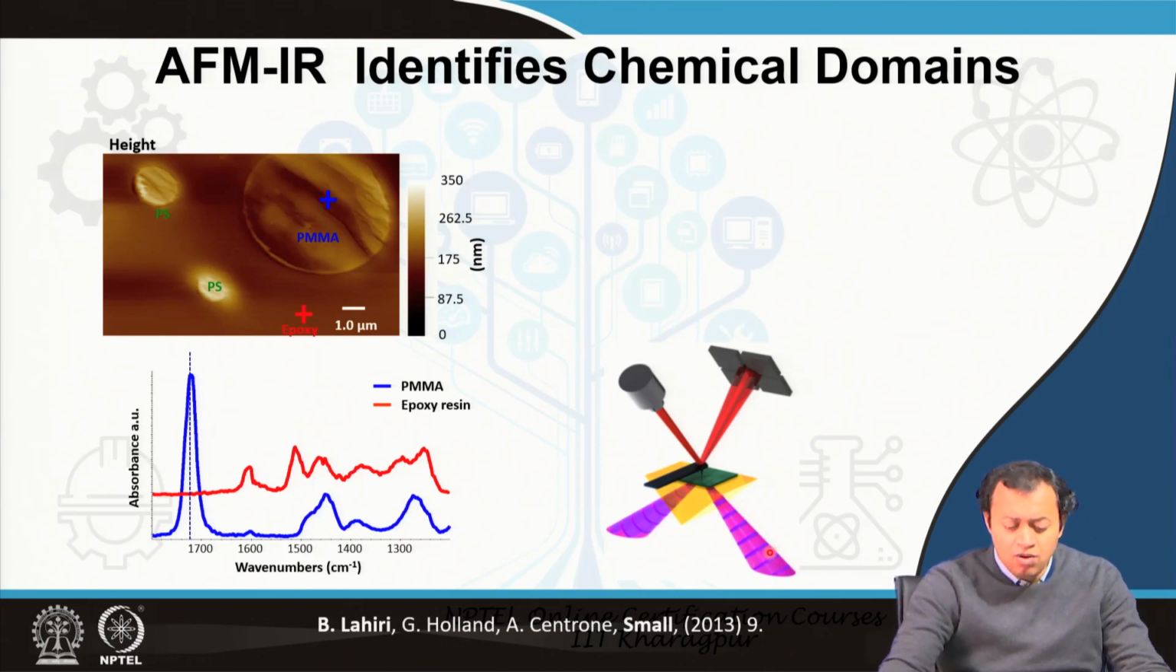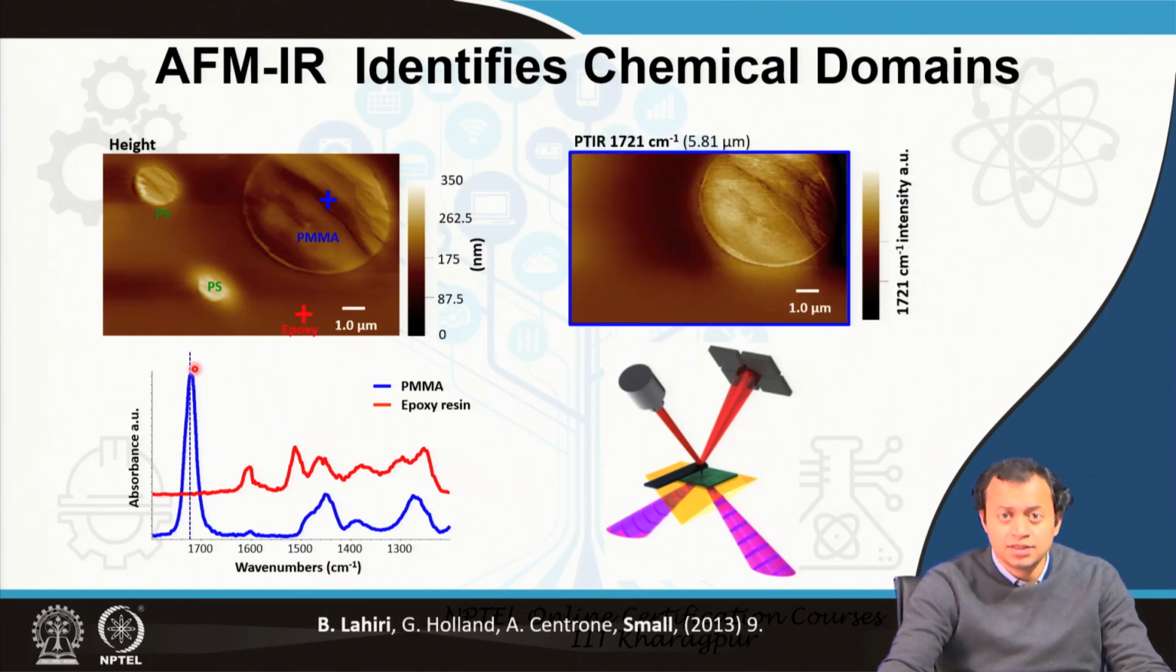But now I am fixing the wavelength of my light to this particular frequency only. The result, I am identifying PMMA. This is a chemical image, this is a physical image. Since this light is not absorbed by polystyrene as well as epoxy, this is just merely a background. I am pinpointing the location of my PMMA spheres only.